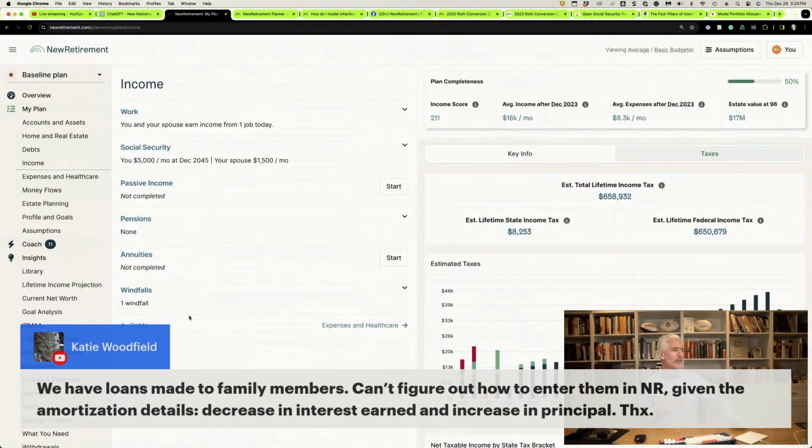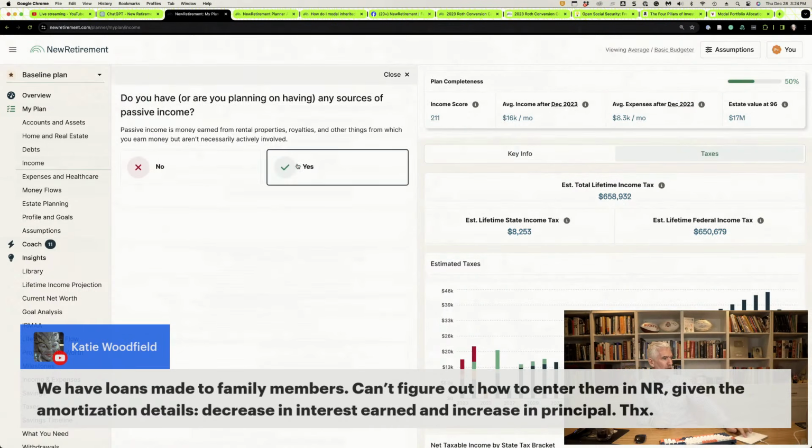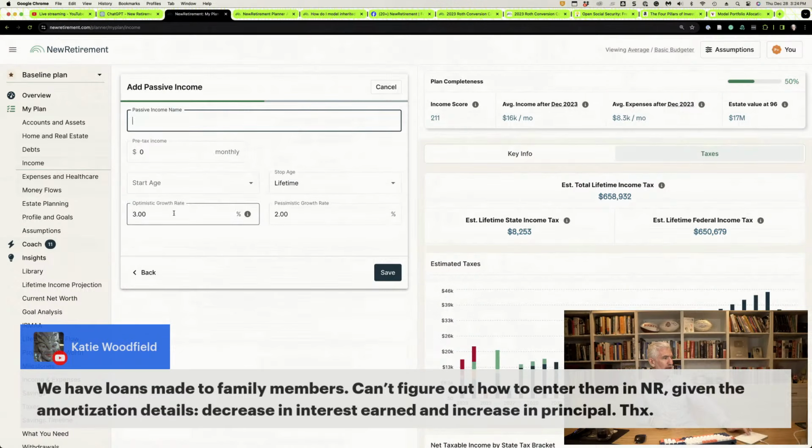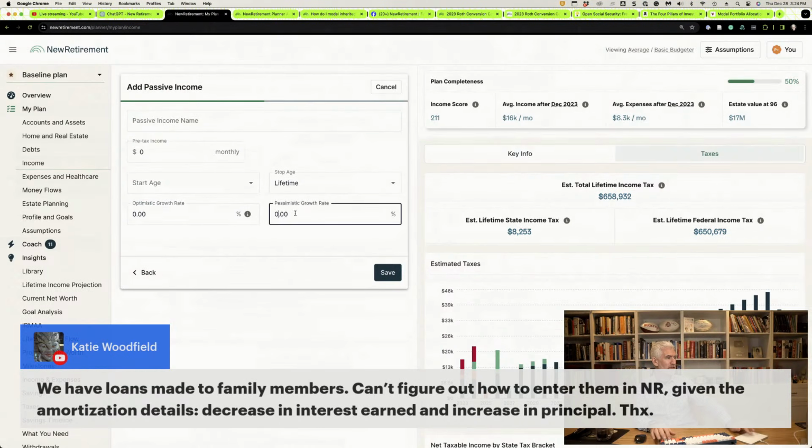I mean, here's what I'm thinking. You could model the interest income as passive income, which I think gets taxed as ordinary income, which is what you'd want. Now, in your case, the problem is your interest income, assuming it's an amortizing debt, is going to go down over time, not up. So we could set this at 0, but that sets the growth of this stream of income as flat, but you want it to go down. So it depends on how much it's going down.